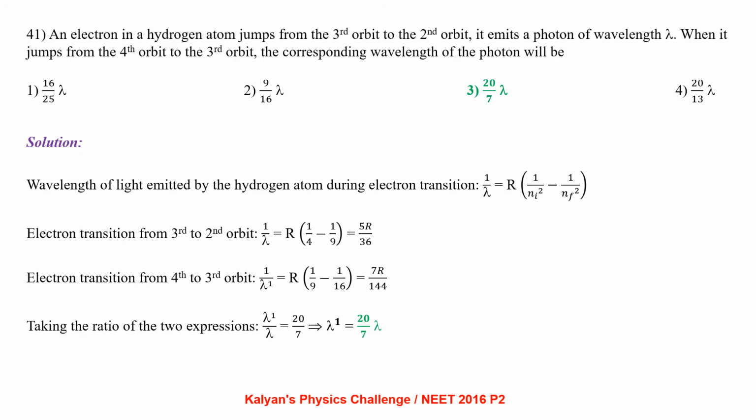An electron in a hydrogen atom jumps from the third orbit to the second orbit. It emits a photon of wavelength lambda. When it jumps from the fourth orbit to the third orbit, the corresponding wavelength of the photon will be?